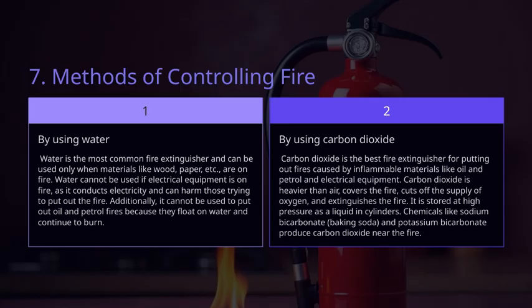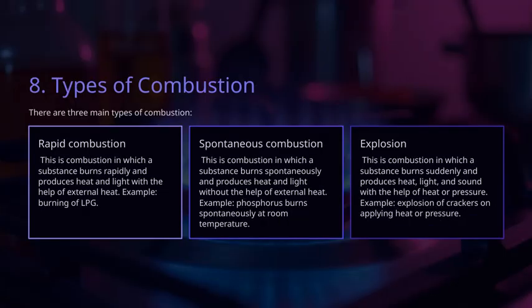Carbon dioxide is stored under high pressure as a liquid in cylinders, and it's often generated near the fire using chemicals like baking soda or potassium bicarbonate. Both methods are essential tools in fire safety, but choosing the right one depends on the type of fire you're dealing with. Now, let's explore the main types of combustion.